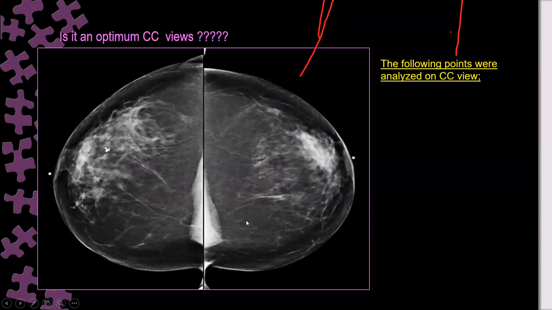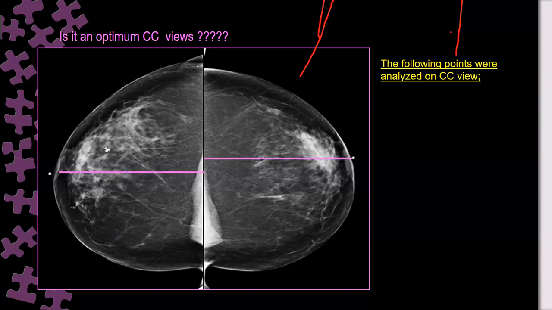Okay, these are my patient's images. Is it an optimum CC on both sides or not? And why? On the left, the nipple is not in the center. What is this? Pectoralis. And what is this? Retromammary fat. So I could see the retromammary fat and the pectoralis, but the nipple is not in the center.